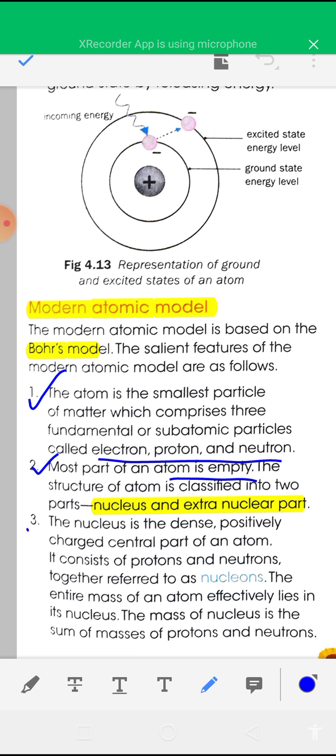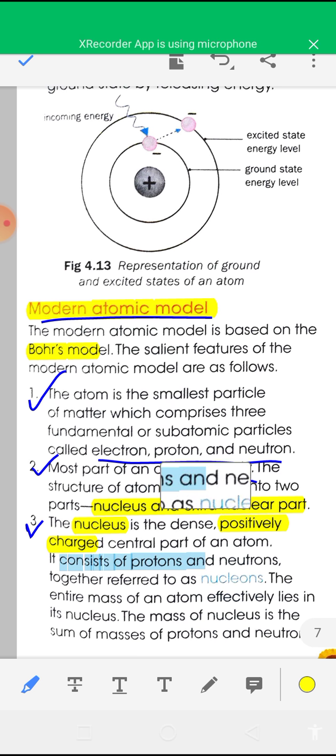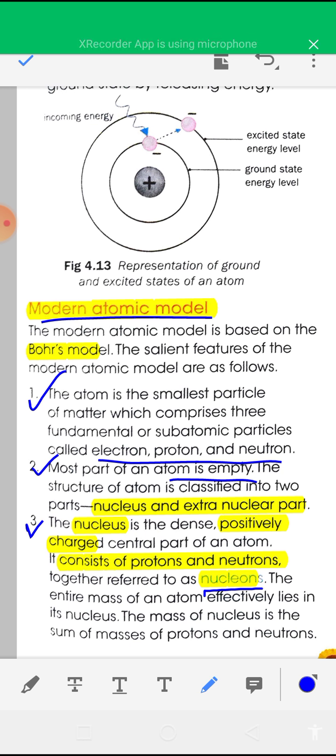Okay, and third point, in the modern atomic model, the nucleus is positively charged. The nucleus is the positively charged central part of an atom, and the nucleus consists of protons and neutrons, together referred to as nucleons. In one word, protons and neutrons are known as nucleons. Okay, so nucleons are protons and neutrons which are present in the nucleus.